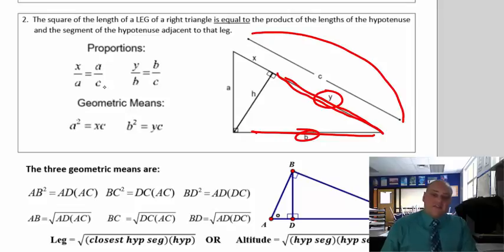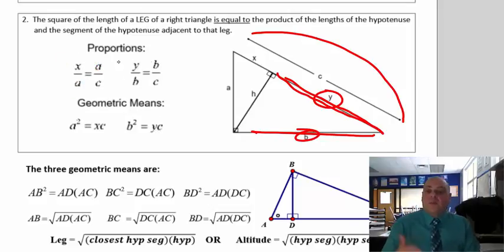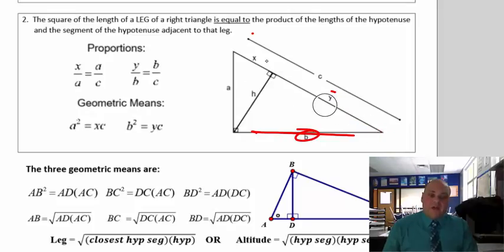So it's X is to A as A is to C, and again, cross multiply. You get A times A, which is A squared, and cross multiply, you get XC. So A squared equals XC. And then same thing, Y is to B as B is to C. B squared equals YC. So instead of using the proportions, we're going to use the geometric means. But I want you to know where these means are coming from. They're just coming from proportions that are created by the altitude drawn to the hypotenuse.